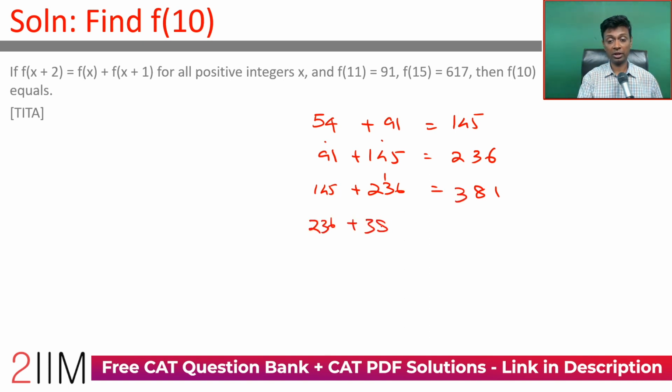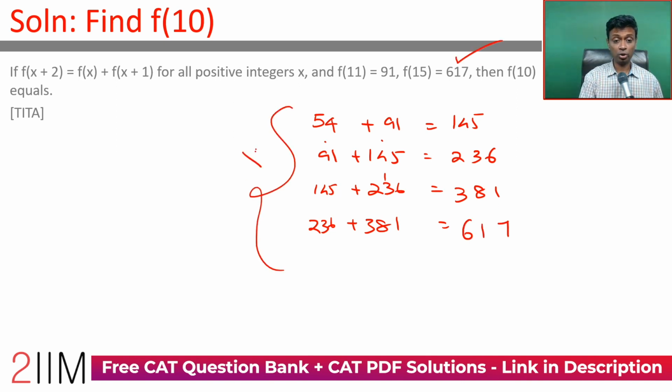236 plus 381, 7, 1, 6, 17. This works. Obviously, we don't need to do this. From an exam point of view, we should be confident enough to mark 54 and then move on. I'm just doing this because we can verify. Nothing more than that.